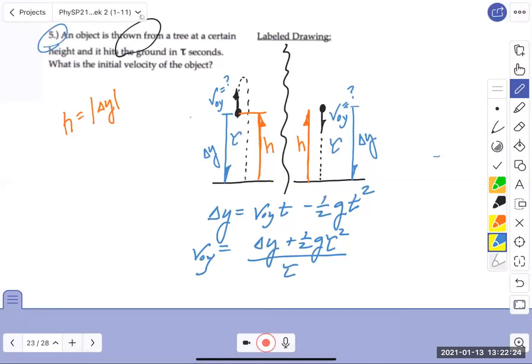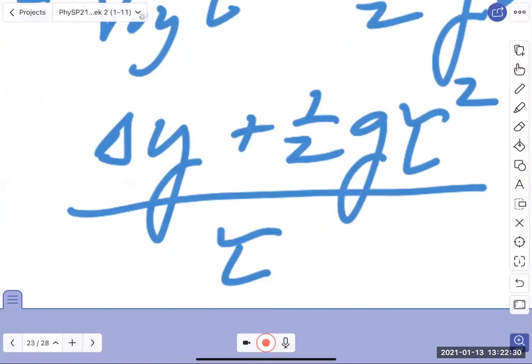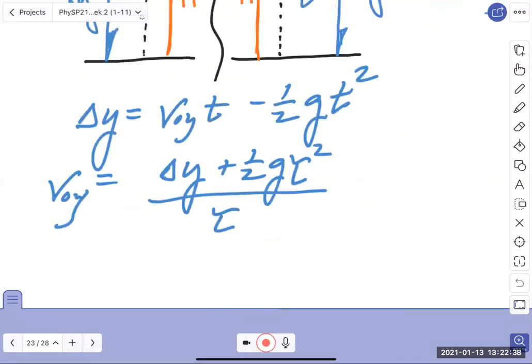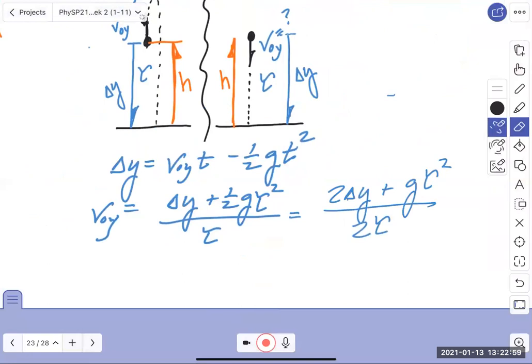I hate having double-decker fractions where you have a fraction in a fraction. That's just not cool. Ms. Plunkett, my eighth grade algebra teacher, would not allow us to do that. That was bad grammar, she would say. So this is really 2 delta y, I'll multiply this by 2 over 2, plus g tau squared over 2 tau. That's more the purest version.